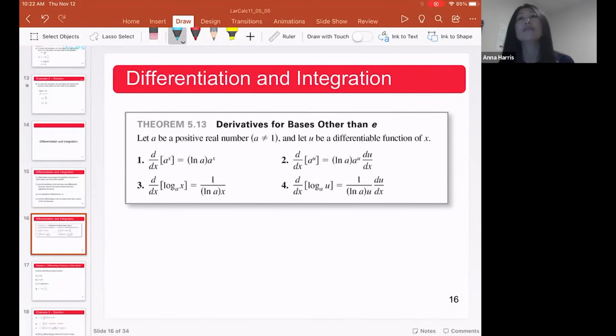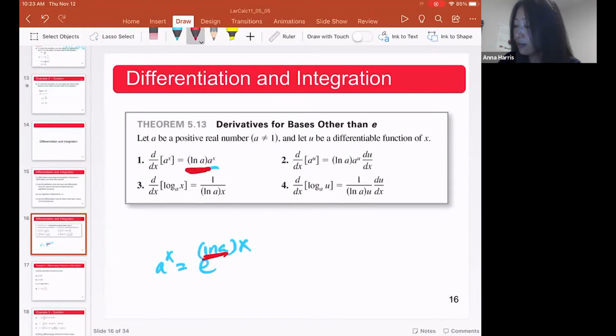All right, so now it's differentiation and integration. The derivative of a to the x is natural log of a times a to the x. Remember, a to the x is the same as e to the natural log of a times x. So this came from right there. The derivative of this part is what? Natural log of a. That's why you have natural log of a in the front times a to the x. Okay, remember this.